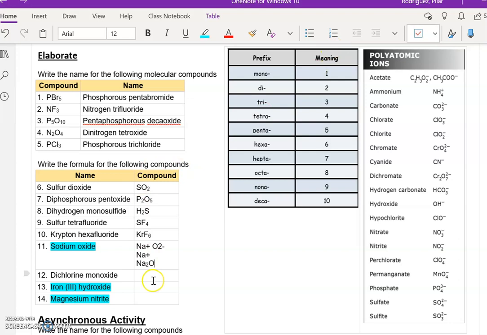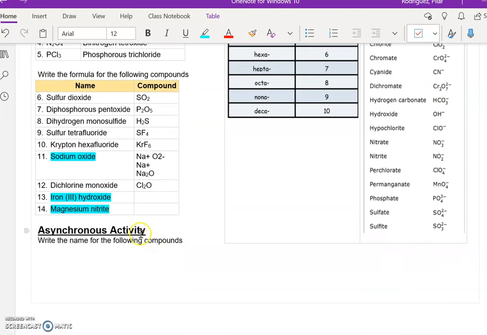And that's it. Dichlorine monoxide, di suggests 2, meaning right here, so Cl, chlorine, and then 2. And then monoxide suggests 1 oxygen, so that's it.